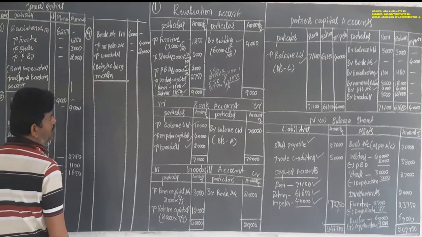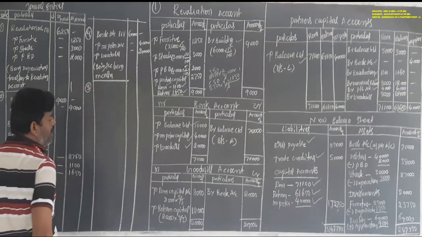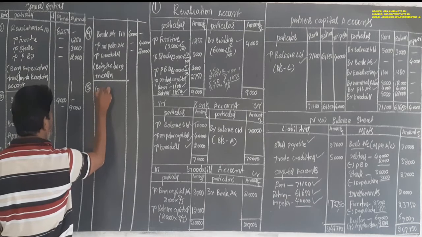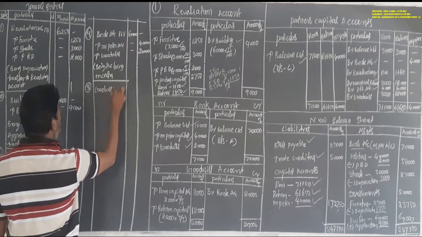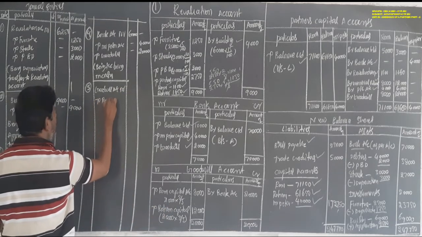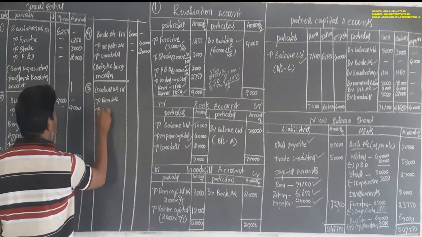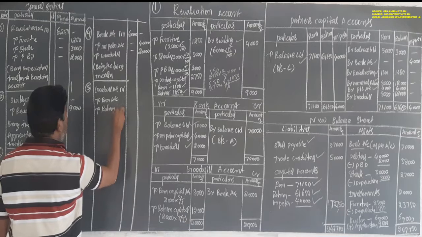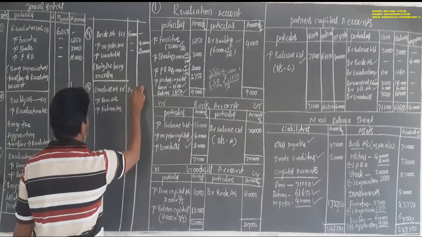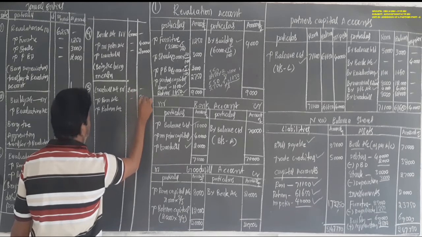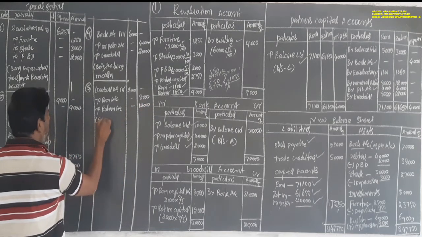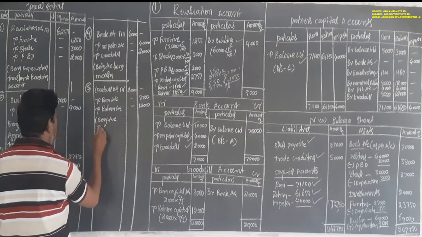Next, fifth one, for sharing of goodwill. So, goodwill account debit to Ram, to Rahim. Amount is 20,000 rupees. First of all, debit. Ram 8,000 rupees, Rahim 12,000 rupees. Being the share of goodwill.